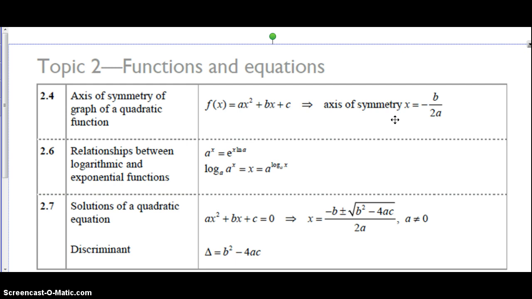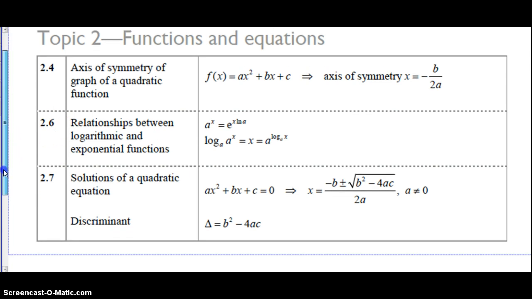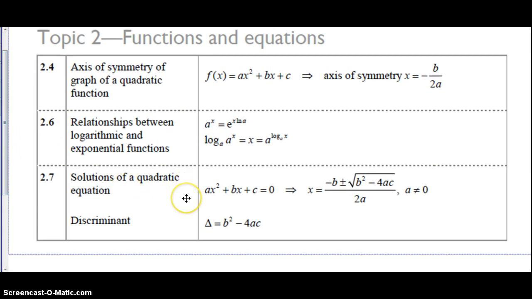remember, you can find your vertex using the axis of symmetry of your parabola. So this formula. Also, in topic 2, they show the relationship between log and exponential. And the third part in topic 2 is giving you the solutions of the quadratic equation, so using the quadratic formula and the discriminant. Tonight, this video is not going to be talking about these two formulas. We're mostly talking about the axis of symmetry, but I wanted you to see what formulas are available to you.